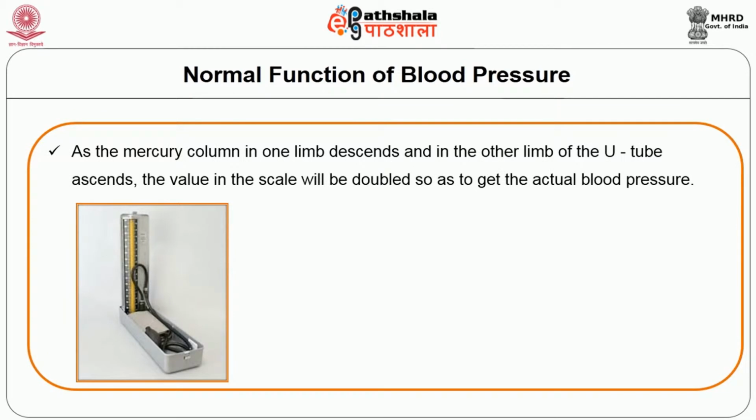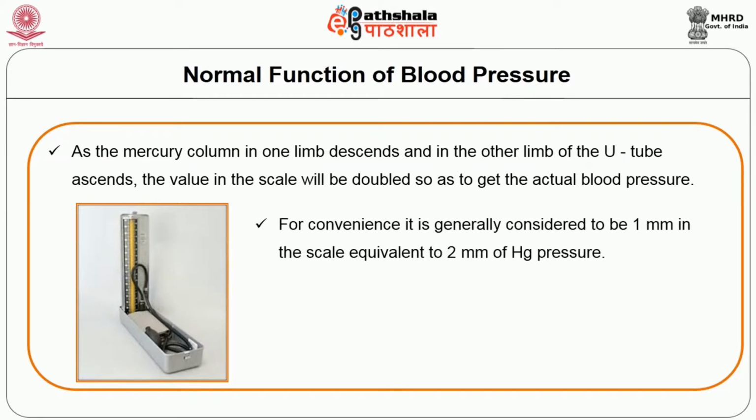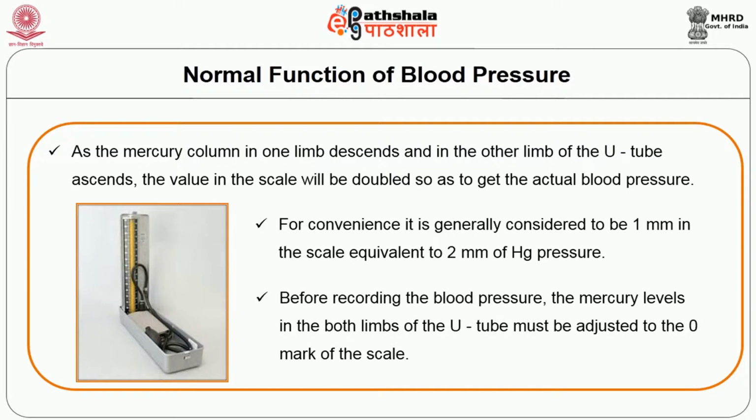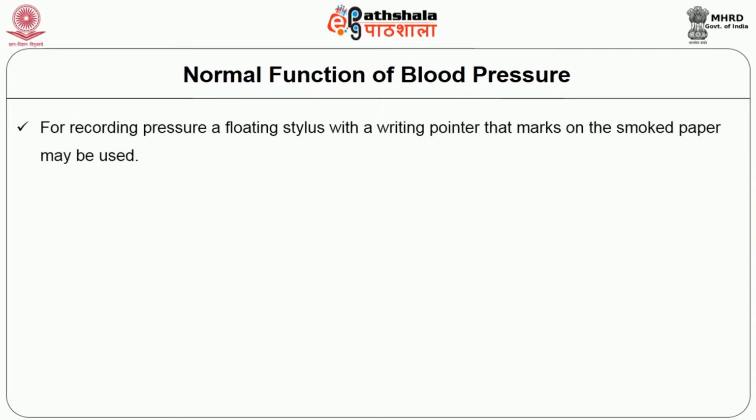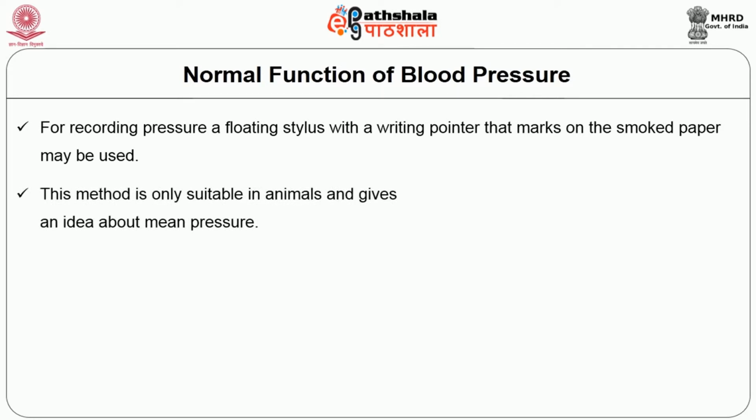As the mercury column in one limb descends and in the other limb of the U-tube ascends, the value in the scale will be doubled so as to get the actual blood pressure. For convenience, it is generally considered to be 1 millimeter in the scale equivalent to 2 millimeters of mercury pressure. Before recording the blood pressure, the mercury levels in both limbs of the U-tube must be adjusted to the 0 mark of the scale. For recording pressure, a floating stylus with a writing pointer that marks on the smoke paper may be used. This method is only suitable in animals and gives an idea about the mean pressure.